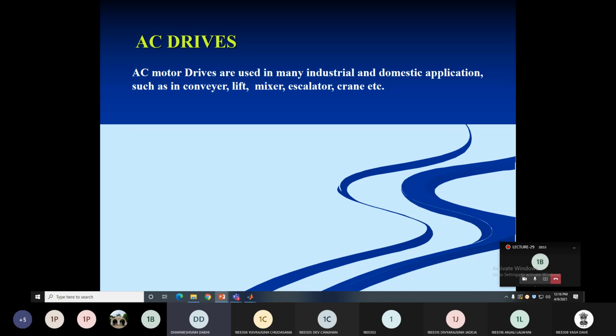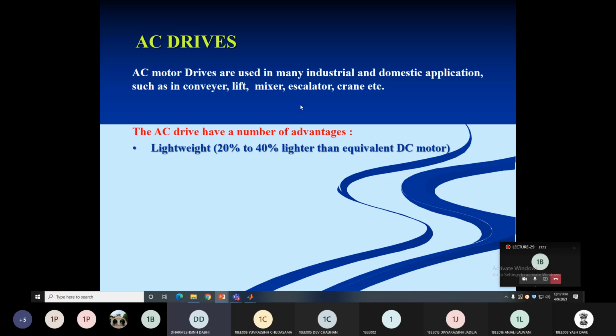AC motor drives are used in many industrial and domestic applications like conveyor belts, lifts, mixers, escalators and cranes. These are the applications of AC drives. What are the advantages of AC drives as compared to DC drives? The first advantage is that they are light in weight. For the same rating, an AC motor is 20 to 40% lighter than the equivalent DC motor.